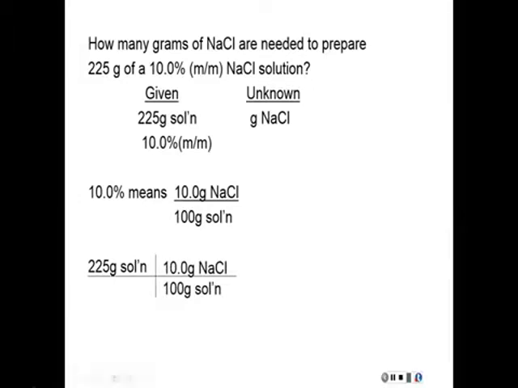And let me get my pen down here. The red color, and you see the grams of solution cancel out, and I wind up getting 22.5 grams of sodium chloride. So that's how much sodium chloride then I would weigh out. I would add enough water until the total mass became 225.